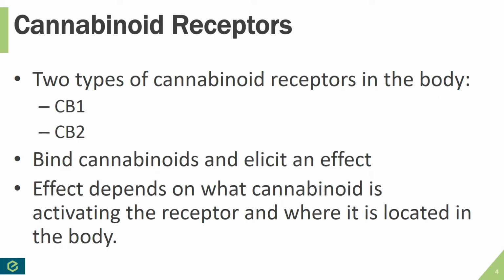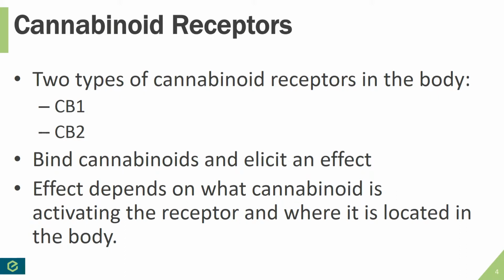So when it comes to cannabinoids, there are two main types of cannabinoid receptors in your body. The first one being CB1, which essentially stands for cannabinoid receptor type 1, and CB2, which stands for cannabinoid receptor type 2. When cannabinoids bind to these receptors, that is when the effect is elicited.